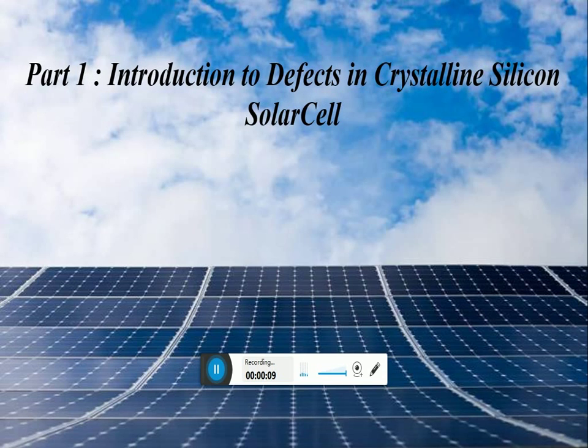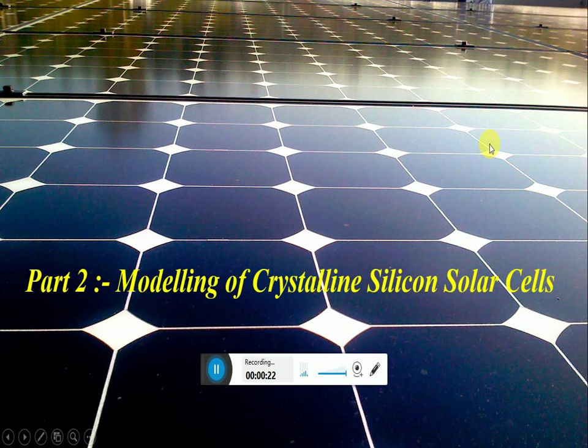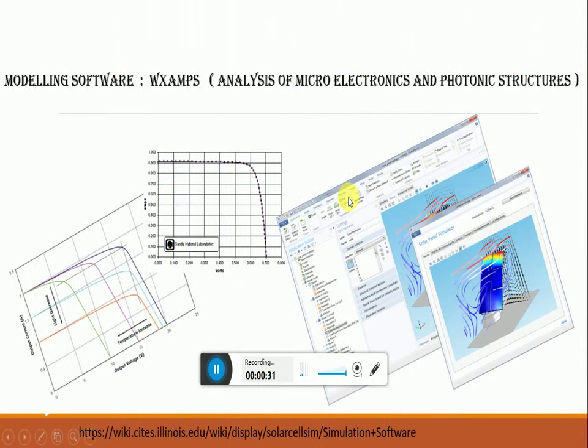It is split into two parts. Those who are interested to have a brief general overview about the defects in silicon can have a look at this video, and those who are interested in the modeling of silicon solar cells using some defects can have a look at part 2. For modeling of crystalline silicon solar cells, we'll be using a software called WXAMPS, which stands for Analysis of Microelectronics and Photonic Structures. Those who are interested to download this software can visit this link and download it.